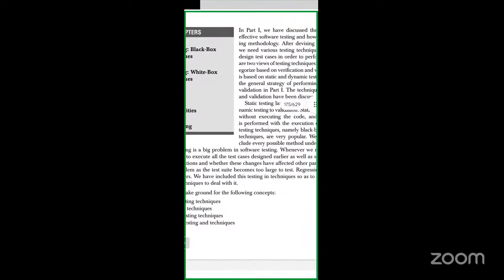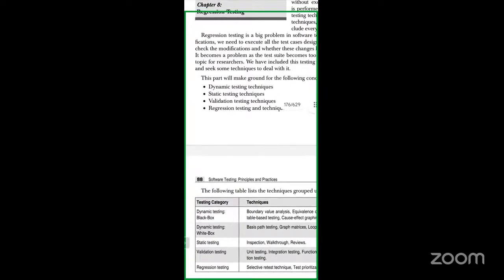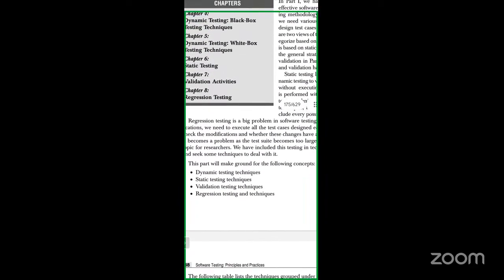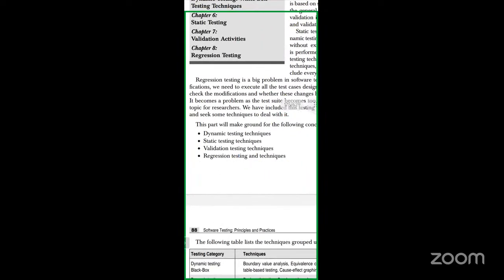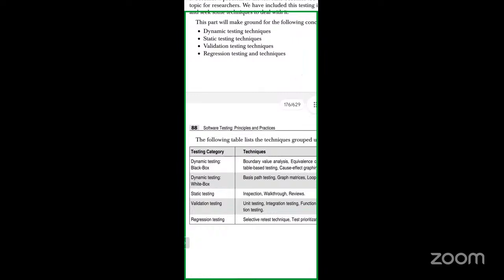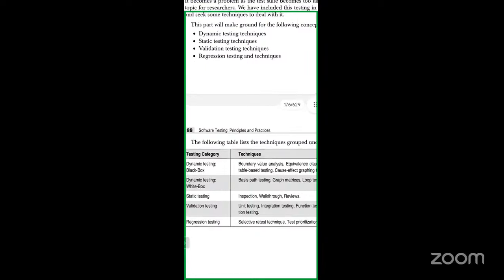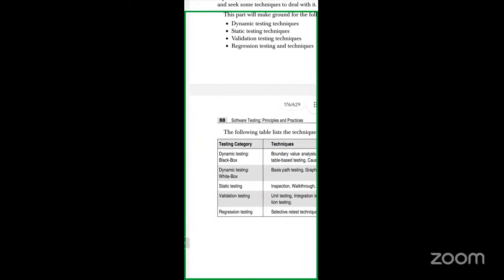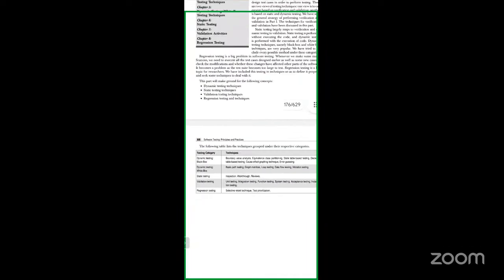So in this particular portion, that is in testing techniques, we will be focusing on the dynamic testing techniques, static testing techniques, validation testing techniques, regression testing and techniques we are going to check, and we are going to go for the solution. Okay. So coming to the testing category, the different testings we are having are displayed in this particular figure.